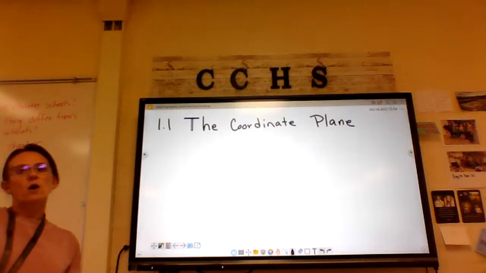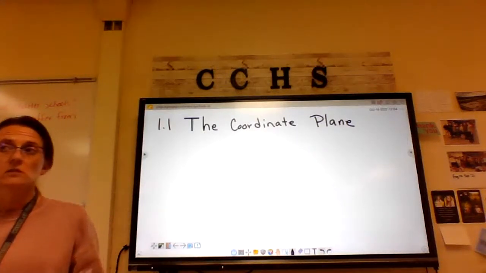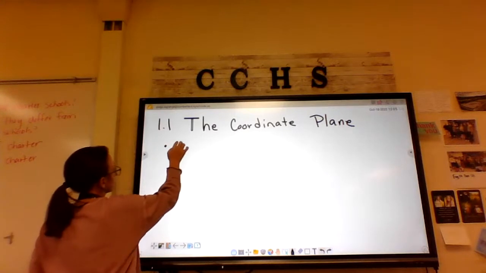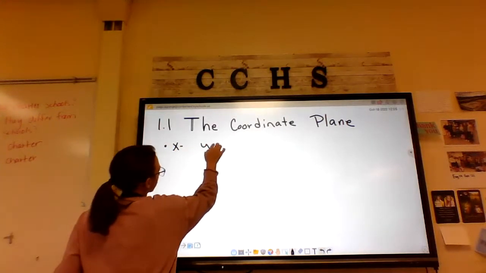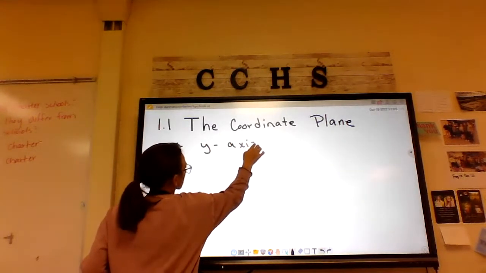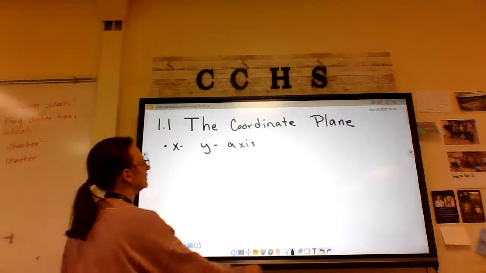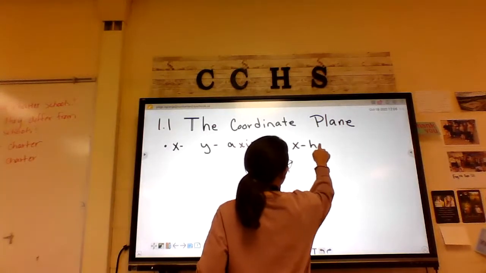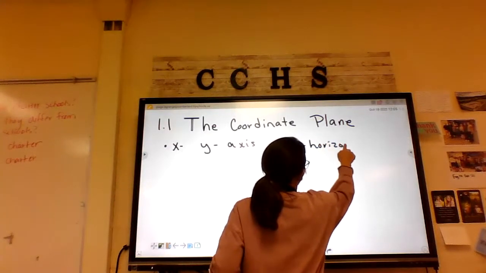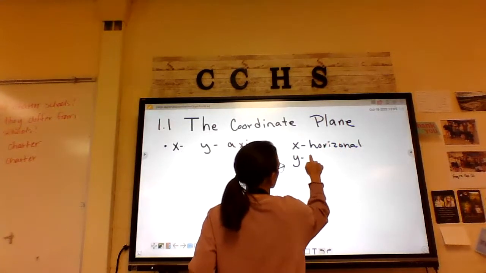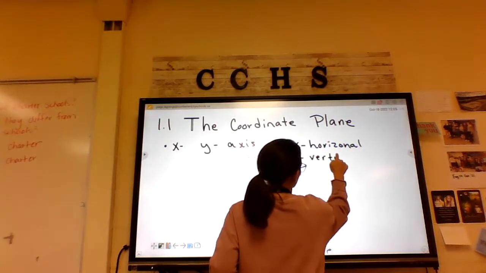What are some of its parts? Can you tell me some of its parts? The XY axis. Okay. So the coordinate plane has an X and a Y axis. Which one's horizontal? X, right. So X is horizontal, and the vertical one must be the Y. Y to the sky, right?